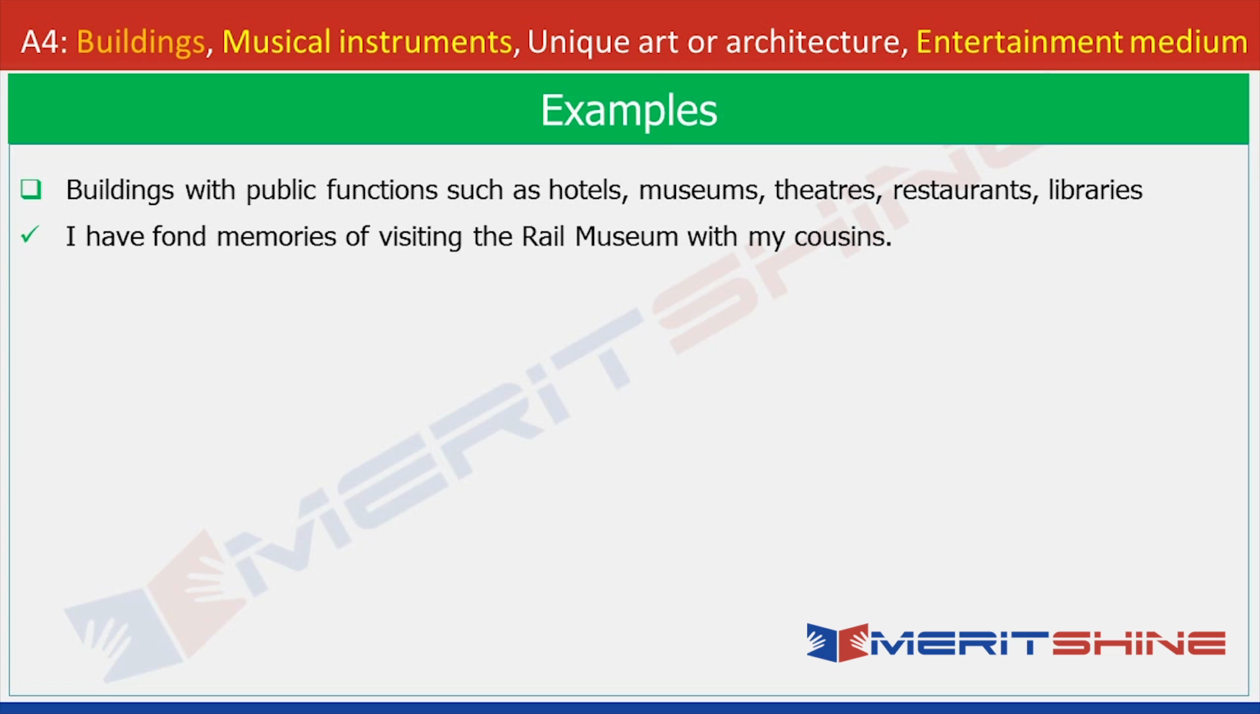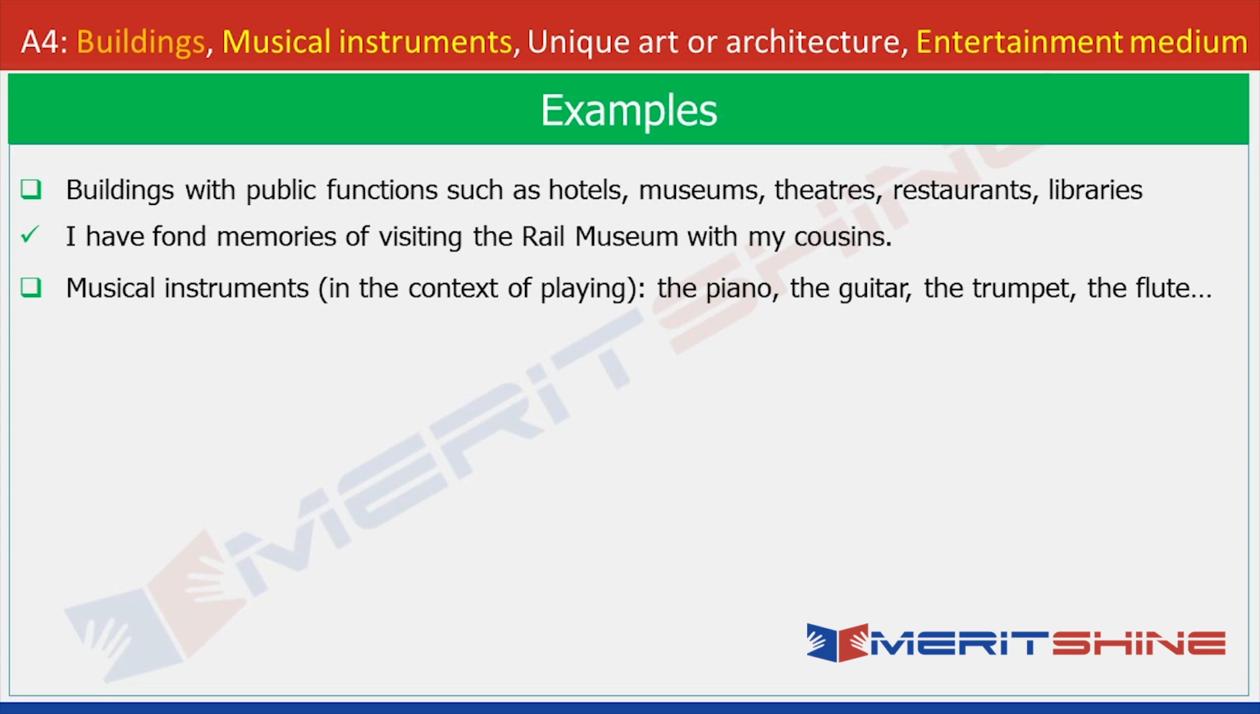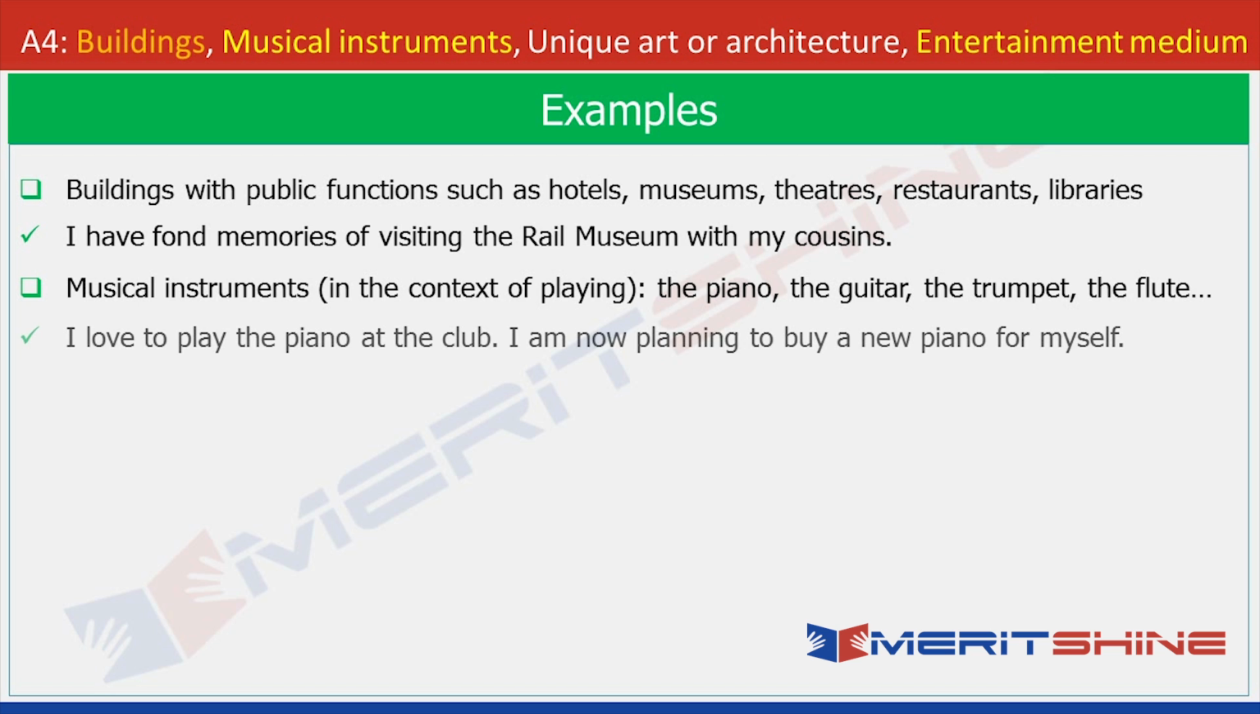The names of musical instruments are common nouns. When they are used in the context of playing the instrument, it would take the article the. I love to play the piano at the club. I am now planning to buy a new piano for myself.